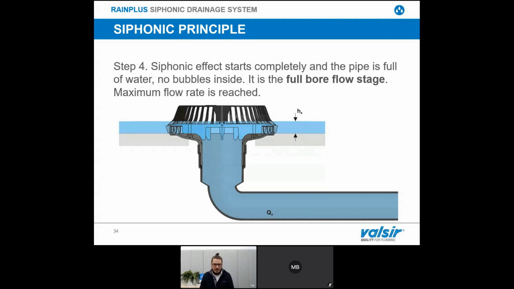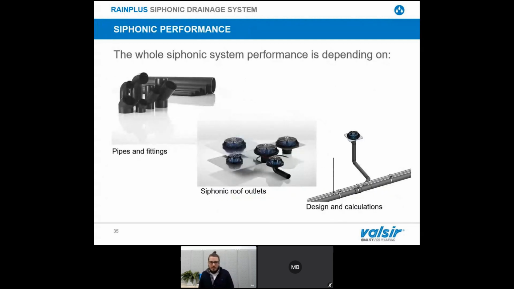The performance of the whole Sephonic system depends on different things. The first thing is the type of pipe and fittings that you are using. For our Sephonic system, we are using HDPE pipe. We can reach a really high negative pressure of minus 800 millibar. Thanks to this, we can create this negative pressure to suck the water from the roof.